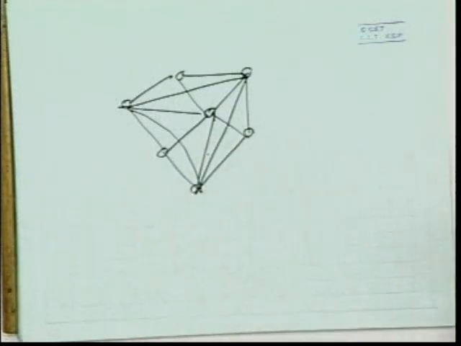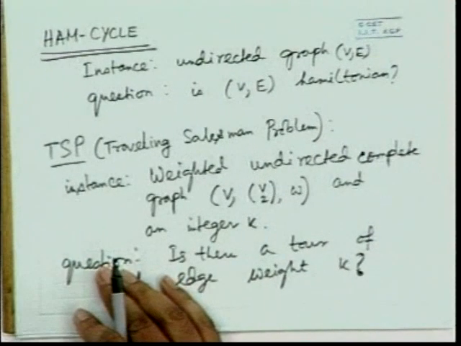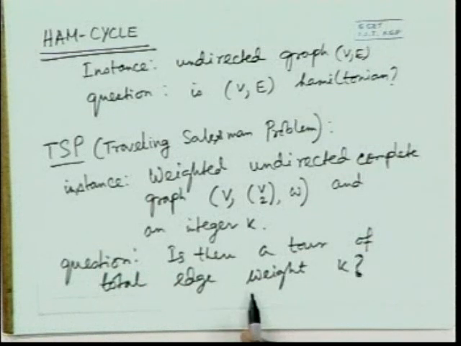The decision version is this. Basically we are taking a graph which is a complete graph, but each edge has a weight. We are looking for a tour of all the nodes, visiting each node exactly once, where the total edge weight will be k. That is, for the decision version we have to introduce the value k. So now let us see, first of all, what is the certificate of this.